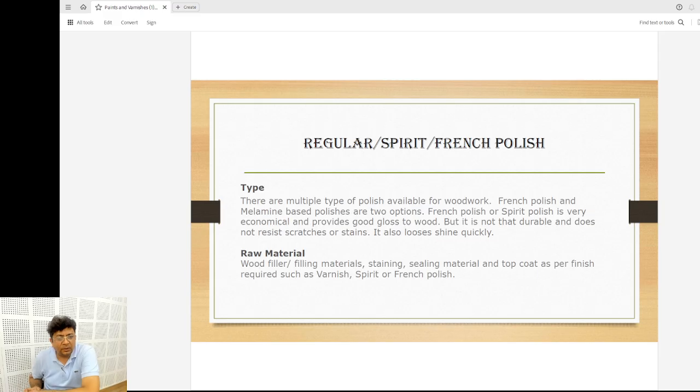The French polish uses the raw material, for example, wood filler, filling materials, staining, then sealing material. I already told you sealing material is to seal the joints, and top coat or the finish coat, which is such as varnish, spirit, or French polish.